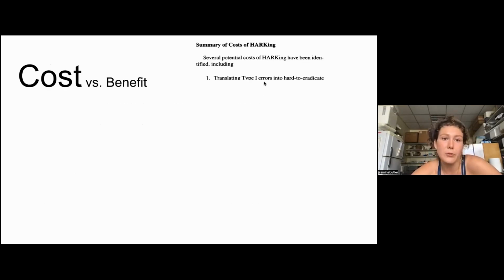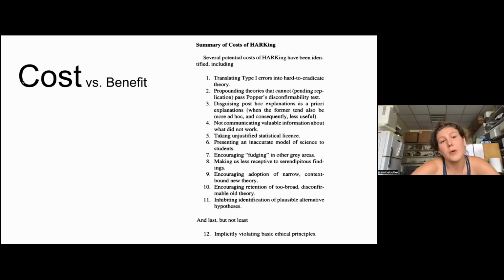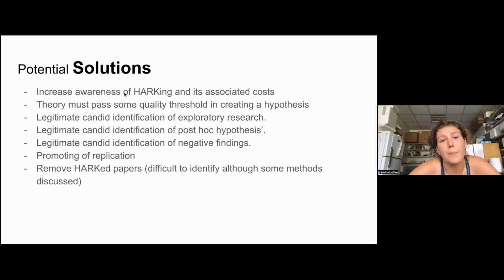So that leads me on to the last part I want to cover with you. Kerr decided that the costs largely outweighed the benefits. This was his summary. It's largely similar with just a few distinctions in wording. But he also, more importantly, took us through some solutions as to what we could do about this problem. Now, if you just jump to the bottom point here, removing HARKed papers completely would be awesome. But as we talked about earlier, the issue is actually identifying them, especially when we have human biases involved that mean the authors may not even be that aware that they are HARKing.